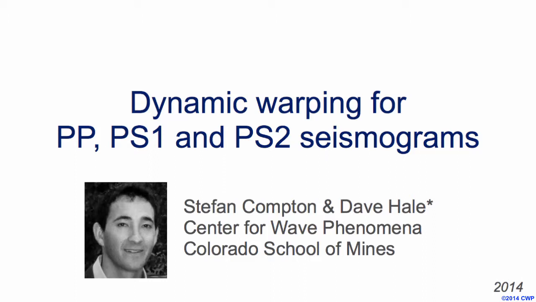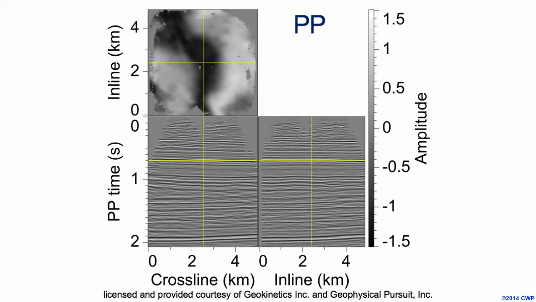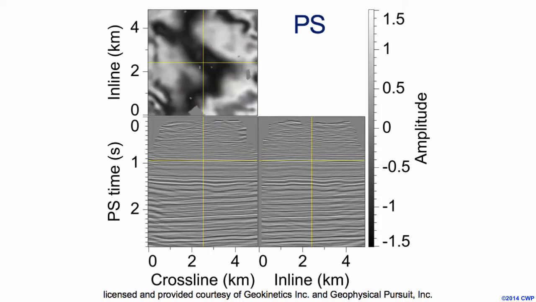So I'm going to begin with a review, and then I'll talk about the new work and try to emphasize some of the things that will help you with other presentations here at this meeting. Stefan obtained a PP seismic image from Geophysics, and it came with, I was going to say a PS image, but really this is what we call the PS1 image.